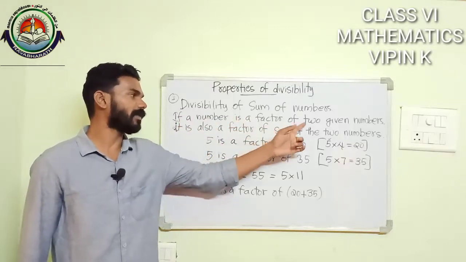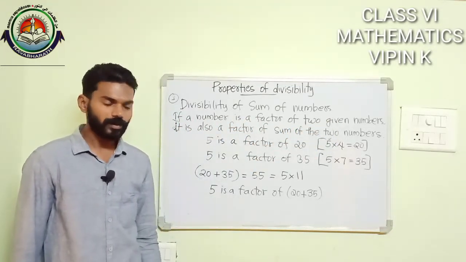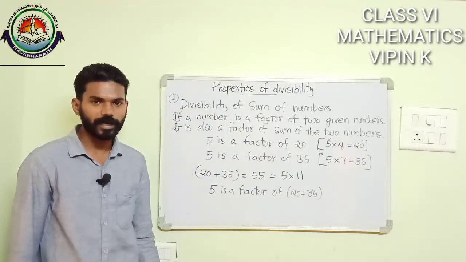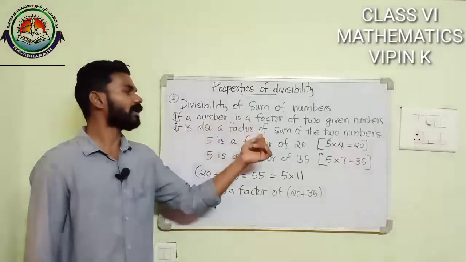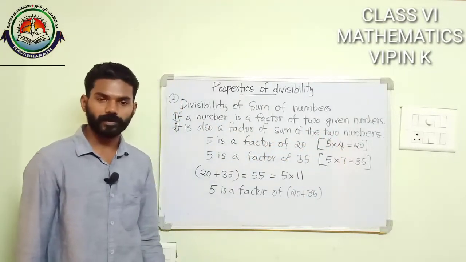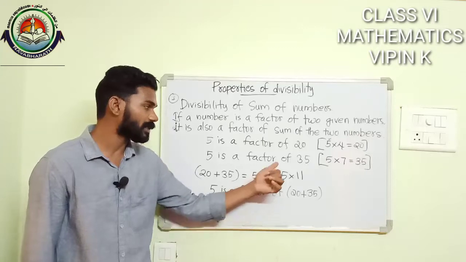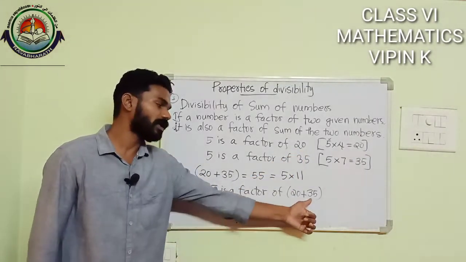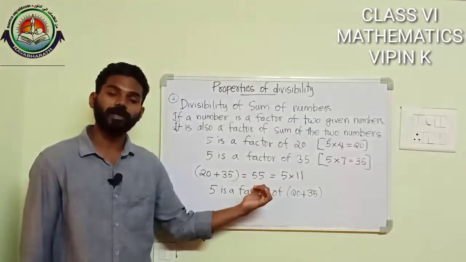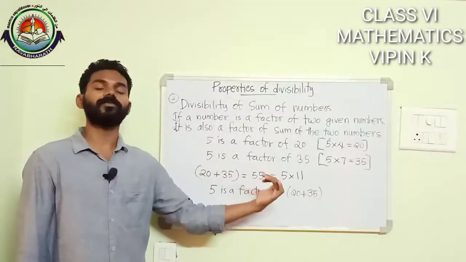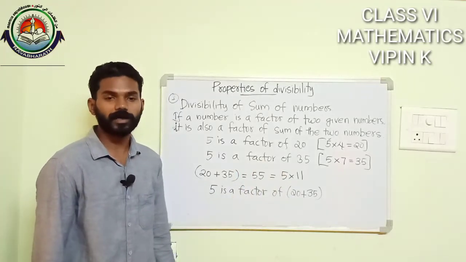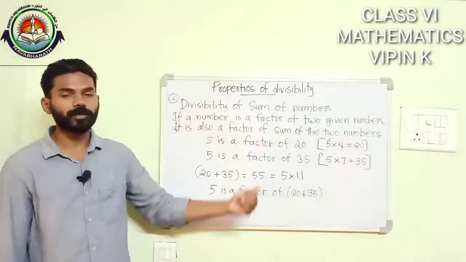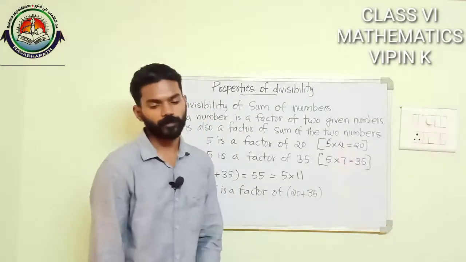If a number is a factor of two given numbers, 5 is a factor of the two given numbers 20 and 35. Okay. Now it is also a factor of the sum of the two numbers. Then it would be a factor of the sum of 20 and 35. What is the sum of 20 and 35? Which is 55. So 5 is a factor of 55 also. So that is what is referred to in the third property of divisibility.